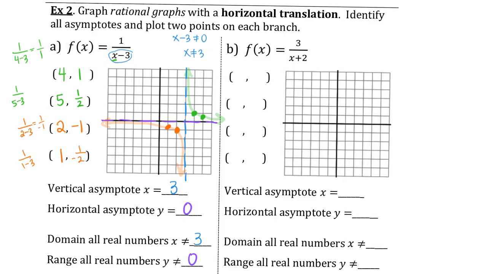Okay, let's try the next one. Okay, I'm going to do the vertical asymptote first. For domain, I know that x plus 2 cannot equal 0. So x can't be -2. That's for my domain. It cannot equal -2 because there is a vertical asymptote at x equals -2.